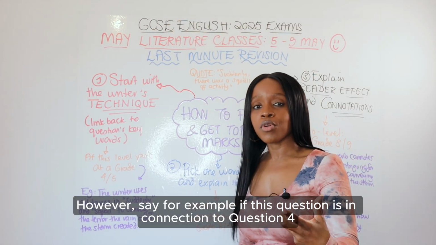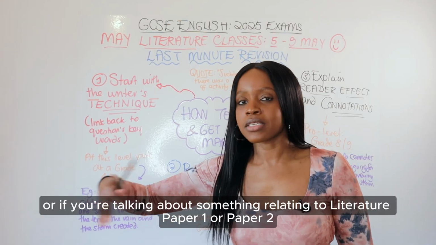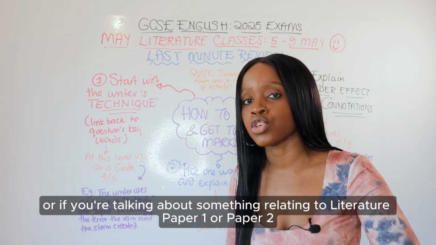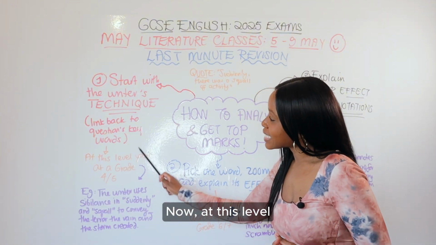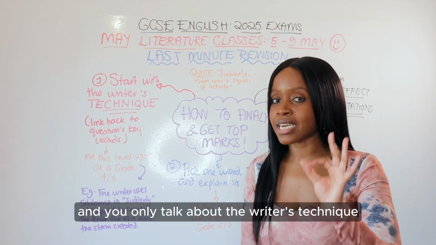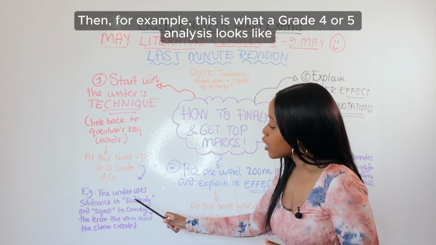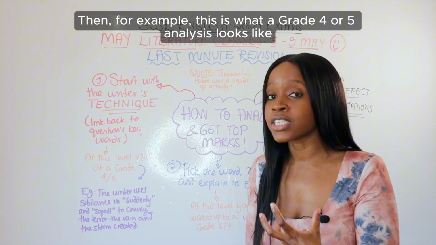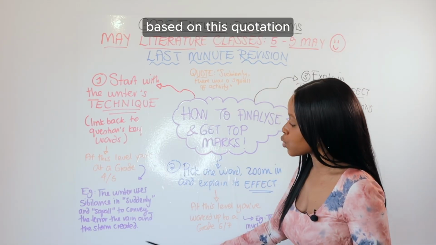However, if this question is in connection to question 4, to do with structure for paper 2, or if you're talking about something relating to literature paper 1 or paper 2, you then just use a different form of technique. Now, at this level, if when you are explaining this you only talk about the writer's technique, you're probably operating at a grade 4. So you've opened with your point, evidence, then, for example, this is what a grade 4 or 5 analysis looks like, based on this quotation.